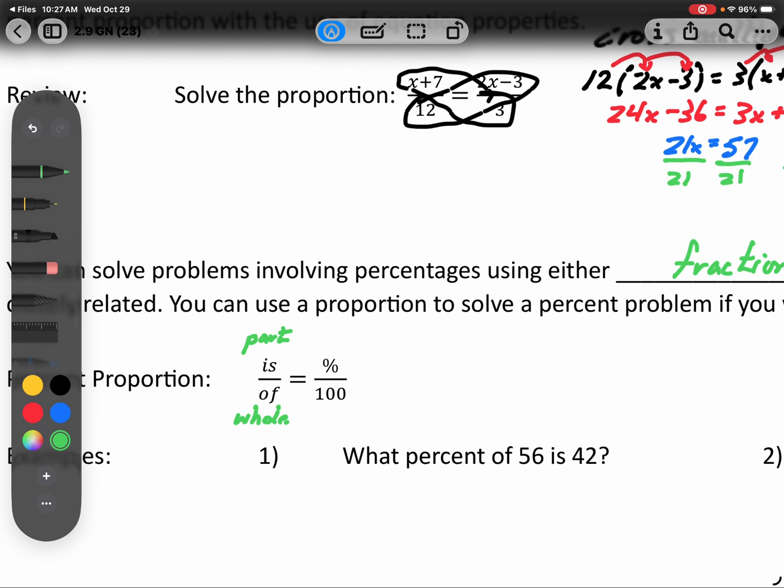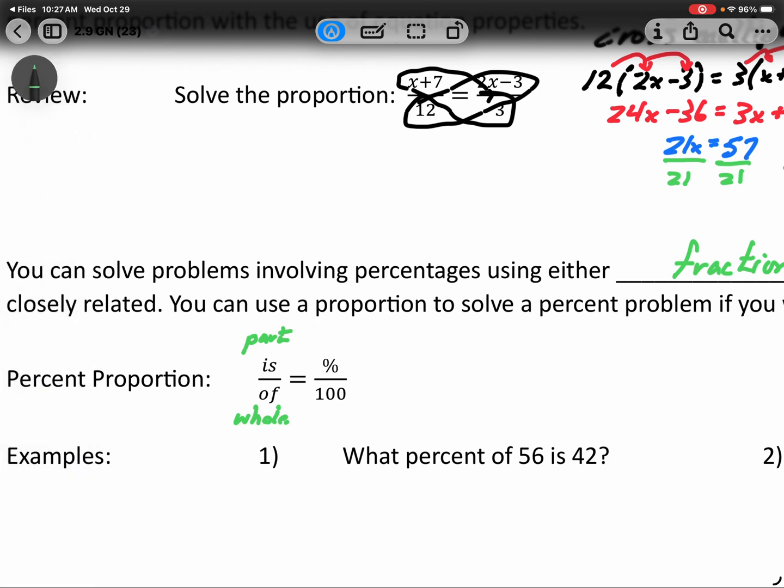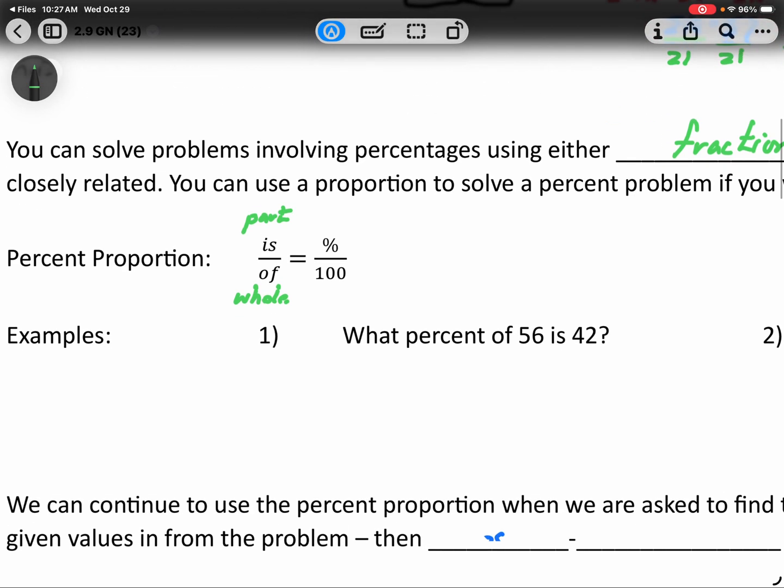So is and of and part and whole are very interchangeable, but in the end, you really will want to get used to seeing the is and the ofs, because the problems you'll do in your practice set truly involve is and of. This does need to be present for credit on your practice sets, your quizzes, tests, and ultimately a problem on your final. So how do we use is over of set equal to percent over 100? We literally just plug our numbers in.